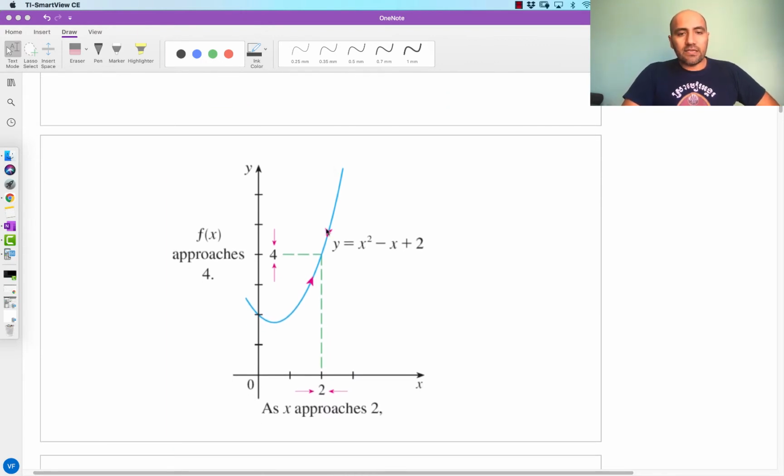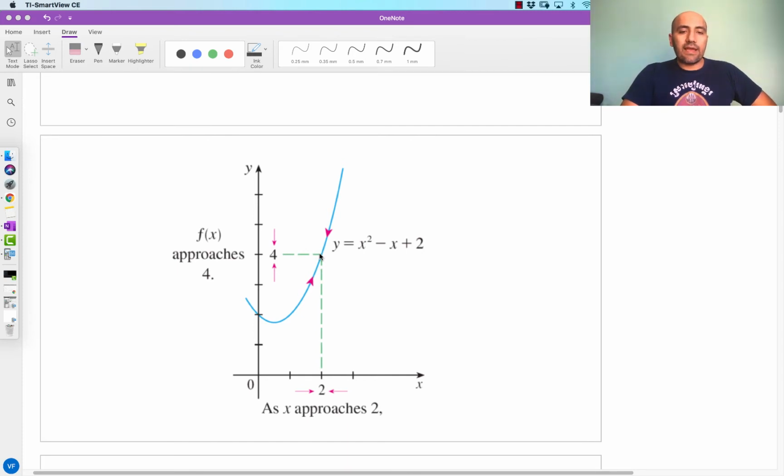So again, this is our parabola. Here's the equation, x squared minus x plus 2. We see that as we let x get closer and closer and closer to 2 from either direction, the output of that function is going to get closer and closer and closer to 4.